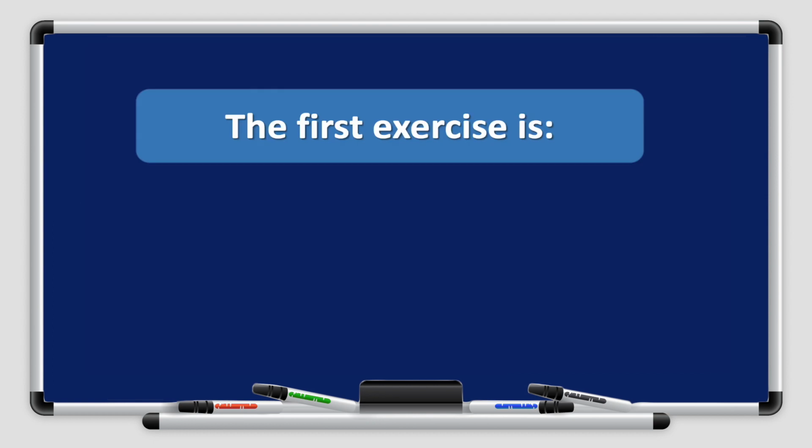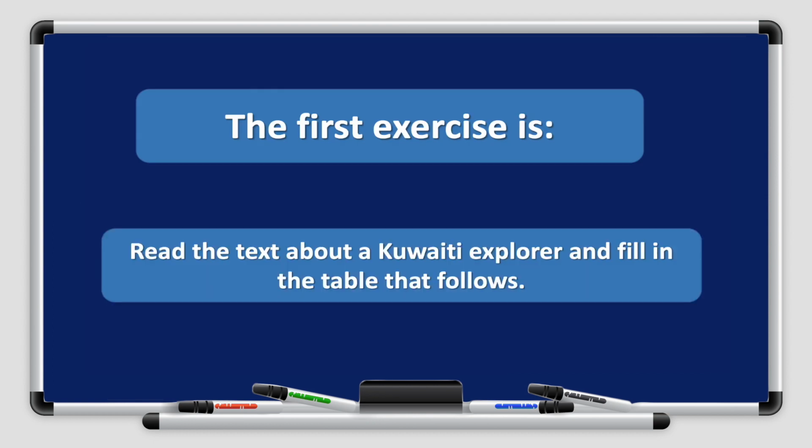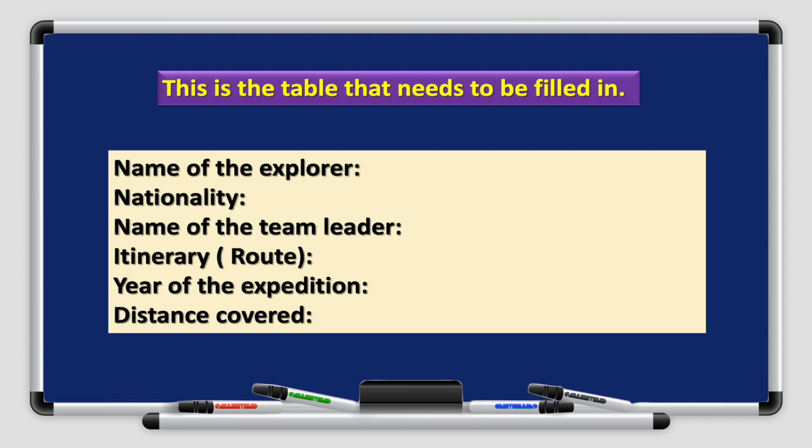The first exercise is: read the text about a Kuwaiti explorer and fill in the table that follows. So we have a table and we need to read the text to extract information from the text to fill up the table. We have the name of the explorer, the nationality of the explorer, the name of the team leader, the itinerary or the route of the whole journey, the year of the expedition, and the distance covered.